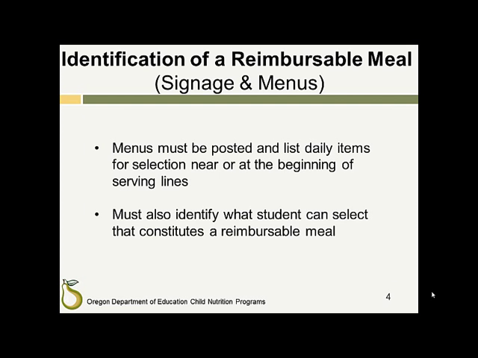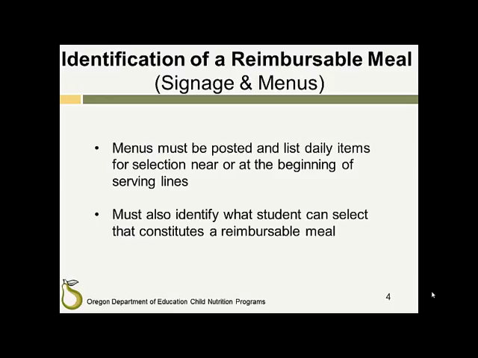Students, servers, and cashiers must be able to identify what constitutes or makes up a reimbursable meal. The NSLP regulation requires that schools identify near or at the beginning of serving lines what foods constitute unit price reimbursable meals. Schools using OVS must also identify what a student must select in order to have a reimbursable meal under OVS. Signage and menus should provide clear information about allowable choices.